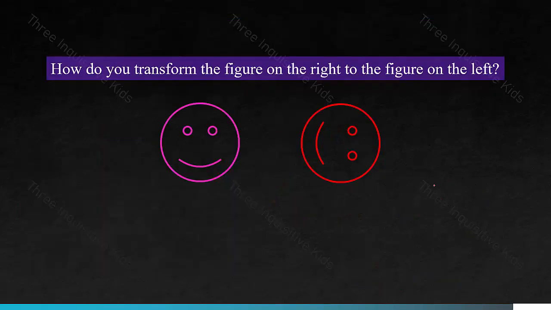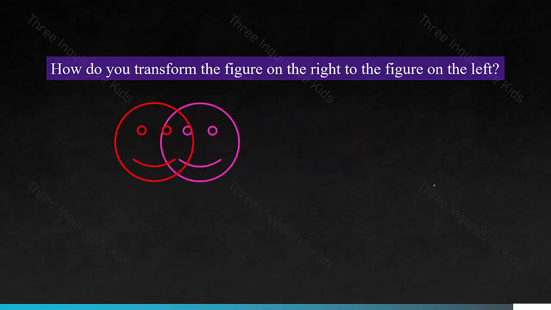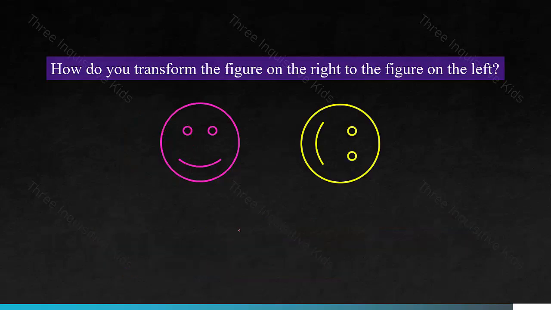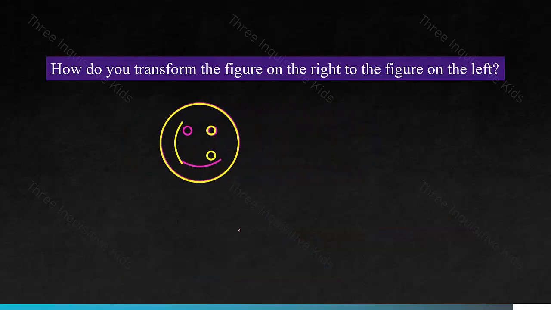How do you transform the smiley face on the right to the smiley face on the left? You can first rotate it, and then you can translate it. This is supposed to overlap. Take the center of the figure on the right as the center of rotation, and then rotate the figure by 90 degrees counterclockwise, and then translate to get the pattern on the left. You can also first move and then rotate.